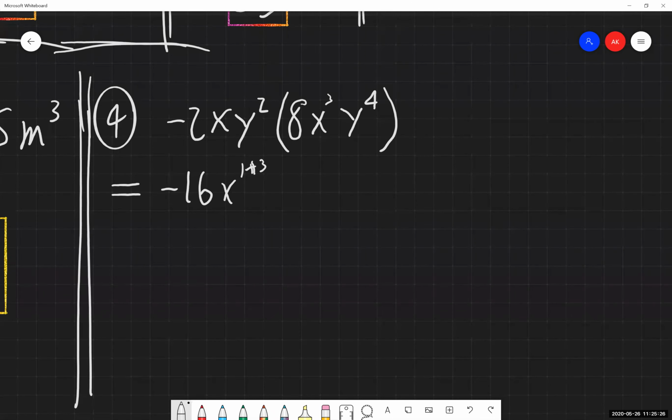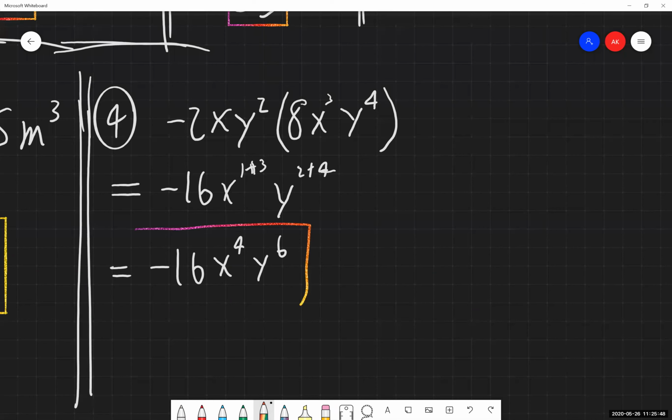I have y to the second times y to the fourth. The bases are the same. They are multiplying. So it means the exponents are going to add together. When we do that, we're getting our answer of -16, x to the fourth, y to the sixth.